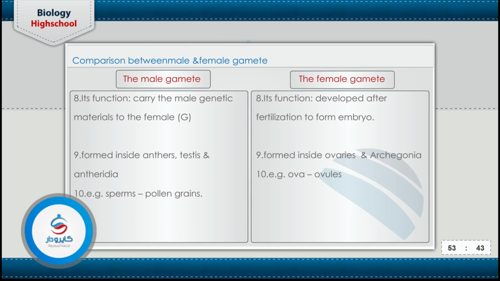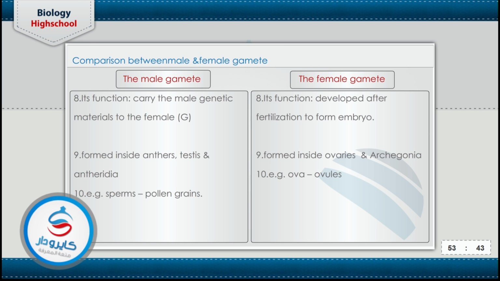Also, let's act as the other parts of the comparison as a function of the male gamete, which carries the genetic material to the female gamete, but the female gamete carries the genetic material of the female and develops after fertilization into an embryo. The male gamete is that of the pollen grains which form inside the anther, and the sperms which form inside the testes and the antheridia of the fern plants.